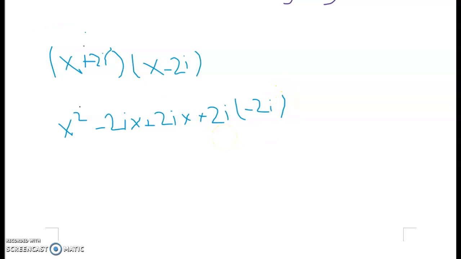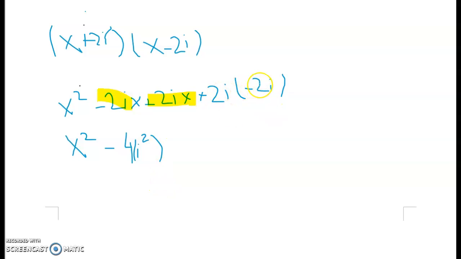Right? So first we're going to simplify everything. So x squared, and the -2ix plus 2ix cancels out because it is 0, right? We already know that. But we have this plus 2i times -2i, which is going to equal 4i squared, because 2 times negative 2 is negative 4, and i times i is i squared.